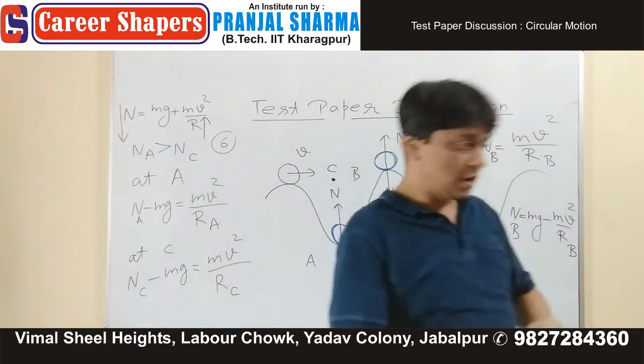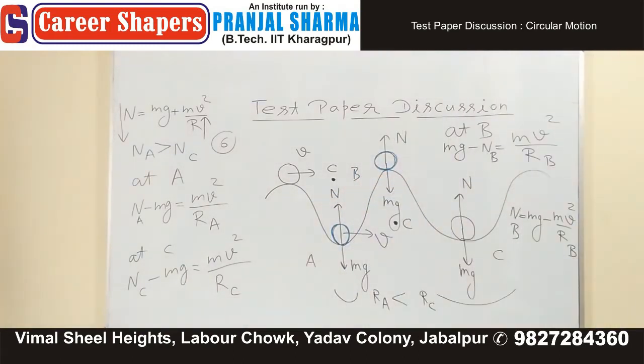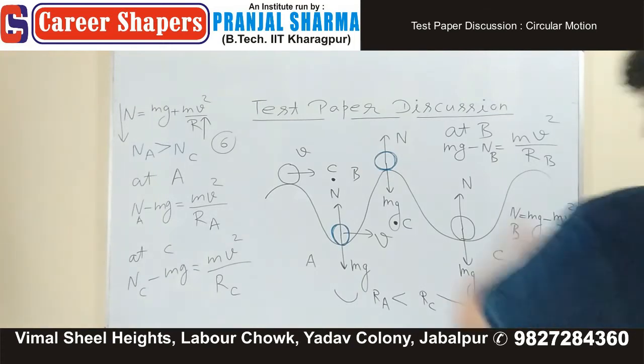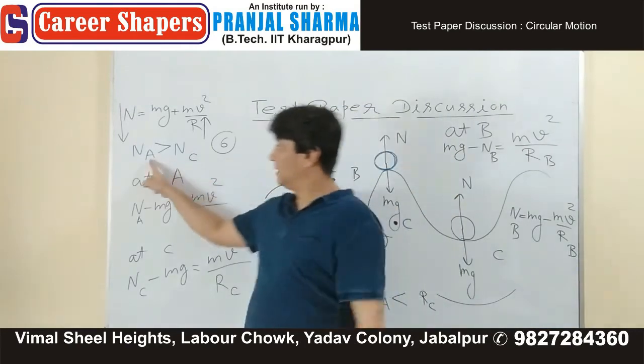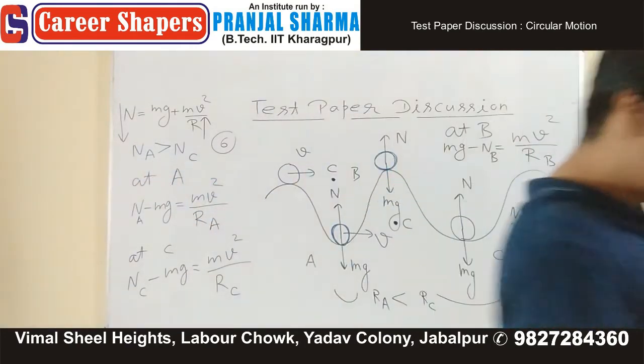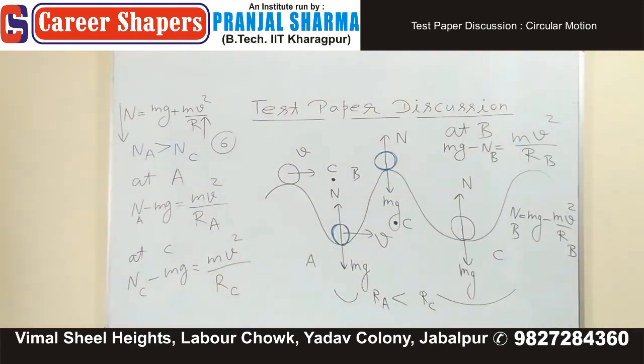And therefore the answer for the question is, first of all, they're asking at which place the normal reaction of the rod on the body is... The first option says maximum at A, which you can see, maximum. The second option says maximum at B. No.